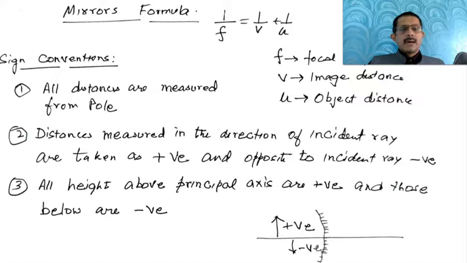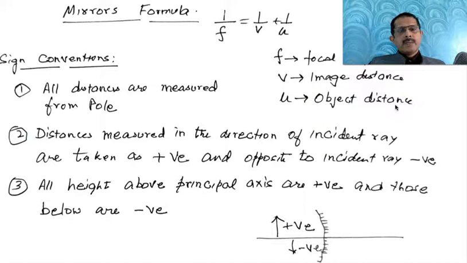Hi students, and today we will talk about the mirror formula. As you can see on the screen here, the mirror formula is stated as 1/f = 1/v + 1/u, wherein f is the focal length, v is the image distance, and u is the object distance.